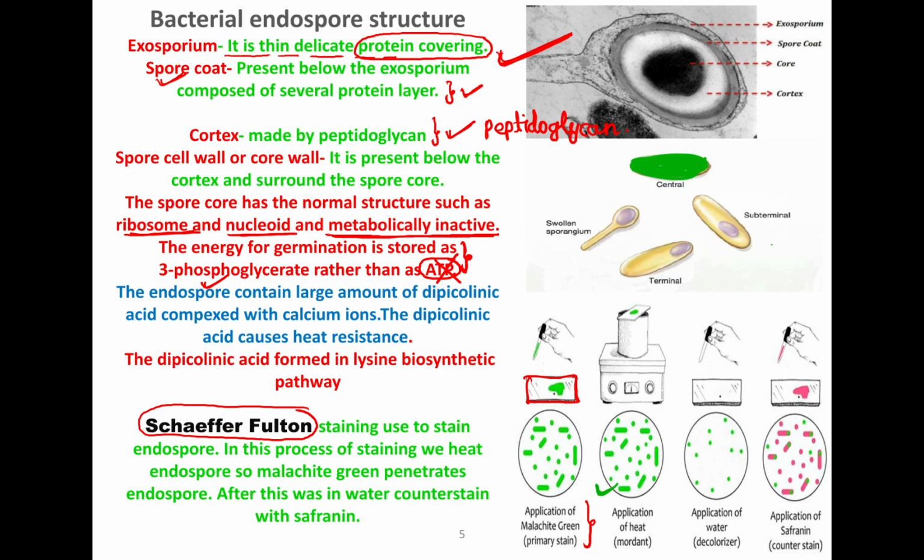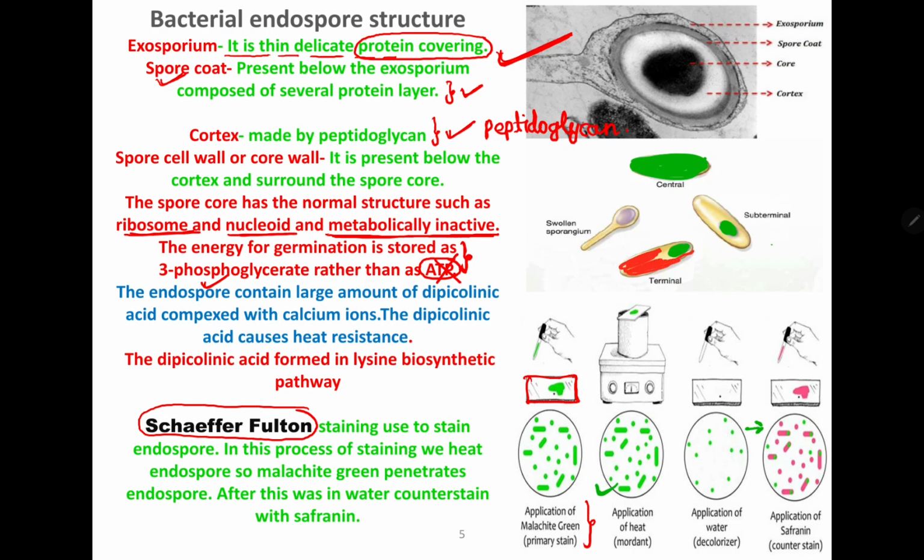Then what did you do? You washed it, right? When you washed it, the spore remains green color, okay, and the remaining part of the bacteria loses the color. But how will we know it? After that we will use one red color stain that is called safranin. So after using the safranin, the bacterial spore where the malachite green entered because of heating will remain green color. But the remaining part will change into the safranin color.